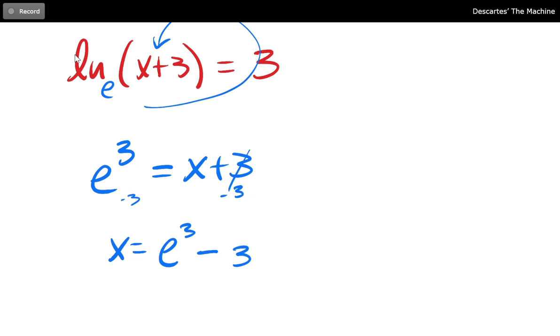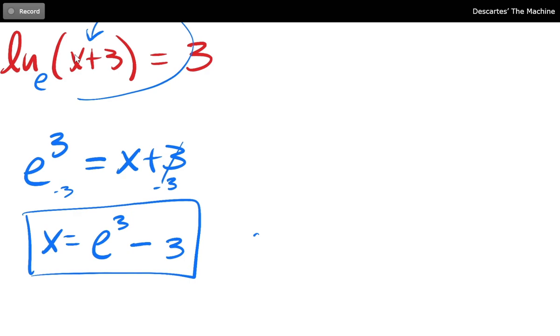Now remember, e is just some number, so it's some decimal cubed minus 3, and that would be my answer if I were doing just a calculator-ready solution. Or x is approximately equal to, pull up my calculator, and I'm going to go second e to the x, cubed, e cubed, and then I'm going to use my arrow button to get out of the exponent, minus 3, and I get a decimal approximation of 17.0855.